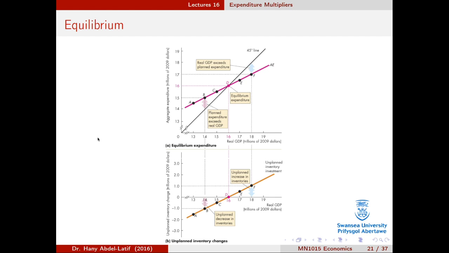So if you're running a business, what is the signal for the next year? Are you going to produce the same amount, or are you going to produce less, or are you going to produce more? So this year, you produce 100 units of any product. People bought 80. You didn't plan to keep 20. You actually thought that you're going to sell 100. So now you're not able to sell the 20. That means the aggregate expenditure is less than real GDP.